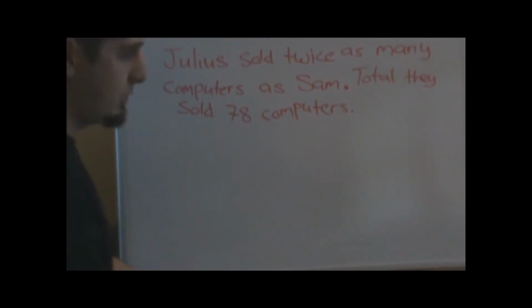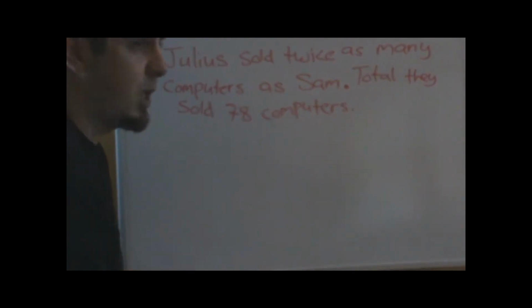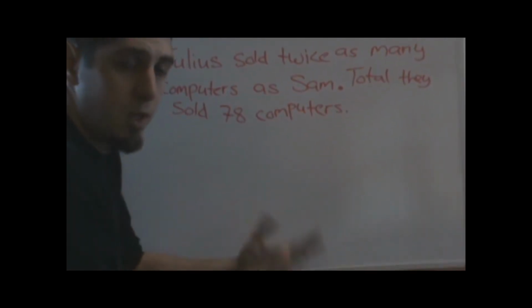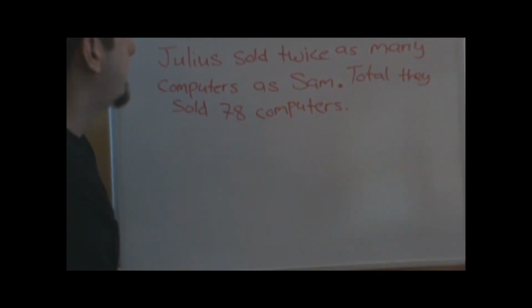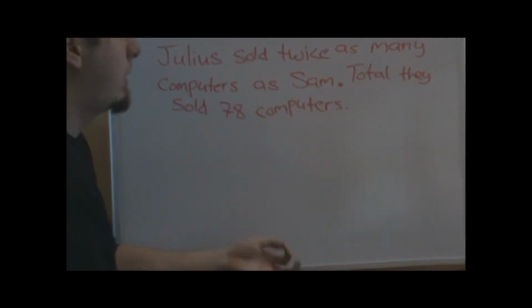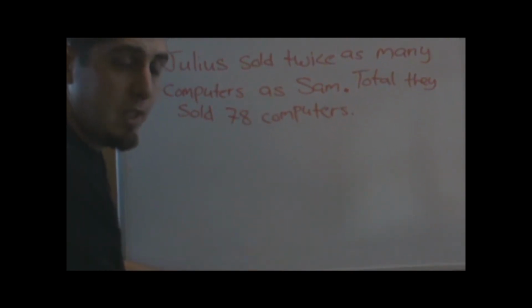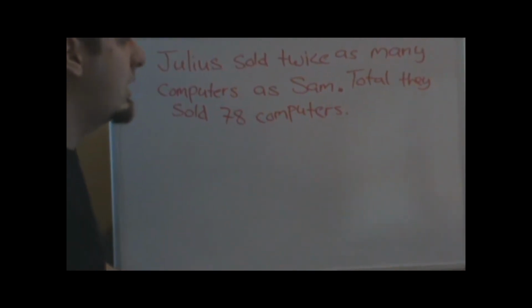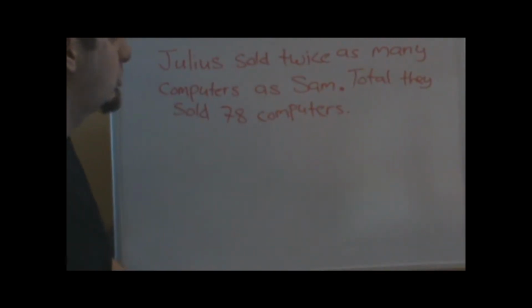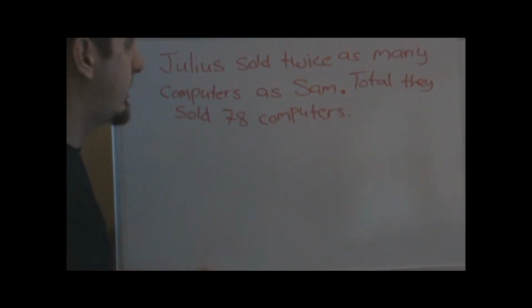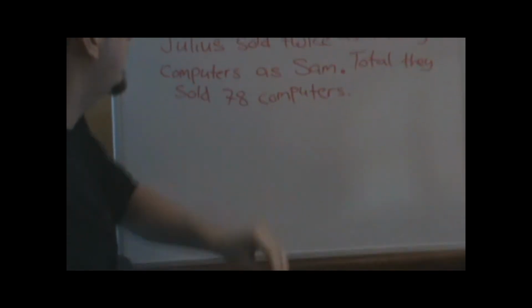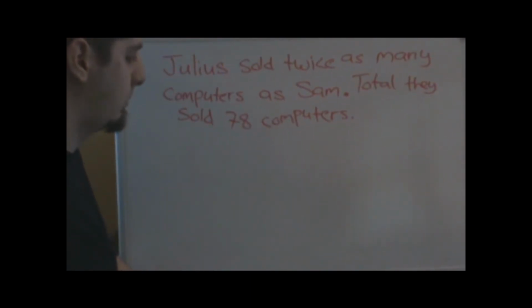So for some of us, we may approach this problem with more of a guess and check method. We may do some math with some numbers on the paper and kind of go through a process of elimination. But there is an algebraic way to approach this problem that makes it very simple and very quick and easy to solve. You just have to read the information they gave you slowly to make sure you're comprehending it correctly. Okay? They said Julius sold twice as many computers as Sam.